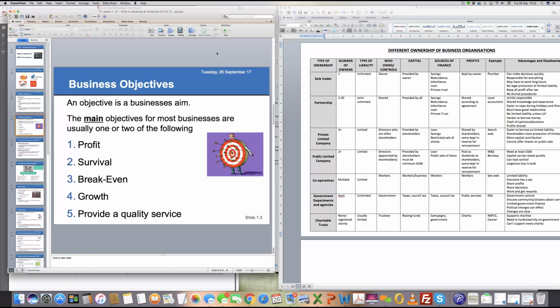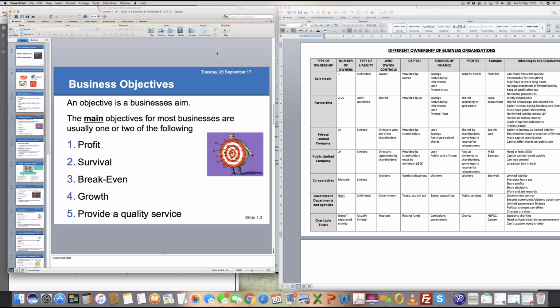There are various other reasons: break even, growth, and providing a quality of service. Can you think of a reason why you would open a business with one of its fundamental objectives being growth or break even? Make it grow larger.